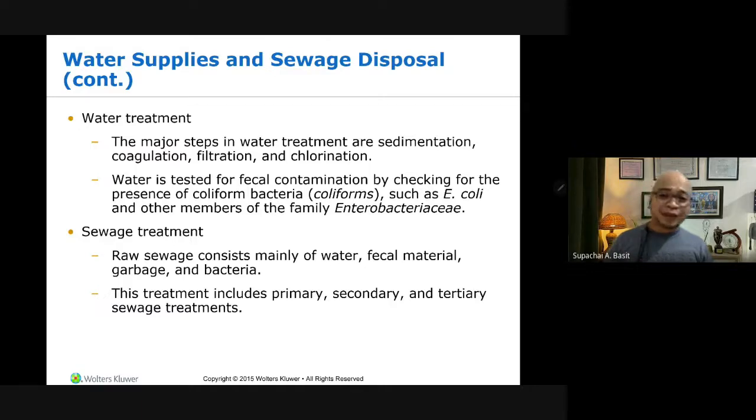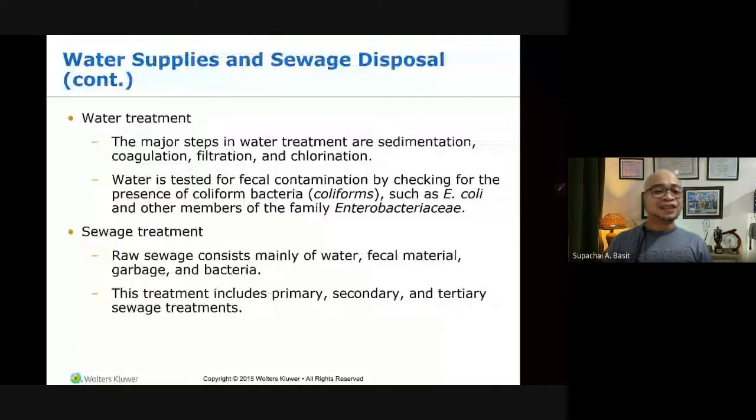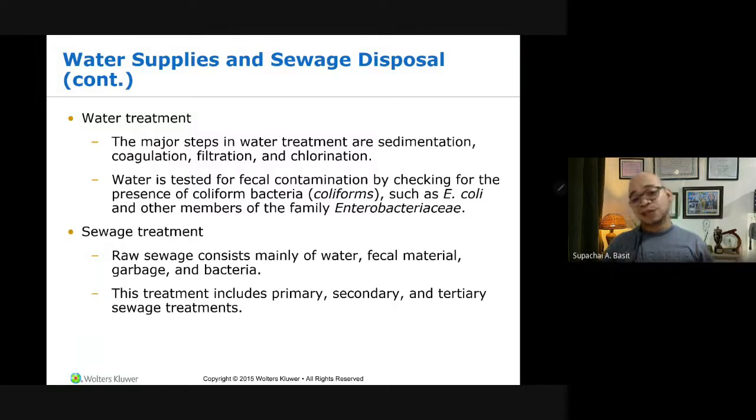So as I said a while ago, Escherichia coli is considered to be the best index of fecal contamination of water. Having said that, we do not only treat water, we also treat sewage. So raw sewage consists of mainly water, fecal material, garbage, and bacteria. Okay? So there are many facilities available for the treatment of sewage. So this includes the primary, secondary, and tertiary sewage treatments.